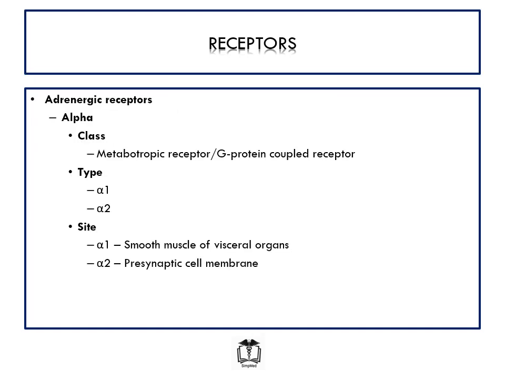Let's start with the alpha receptors. Alpha adrenergic receptors are adrenergic receptors that are classified as metabotropic or G protein coupled receptors. We have two types of alpha adrenergic receptors. We have alpha 1 receptors and alpha 2 receptors. Alpha 2 receptors are found in the presynaptic membrane.